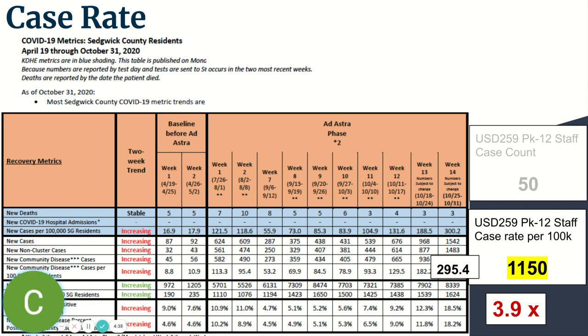It is 3.9 times more dangerous to be a school staff member here than it is to be an average community member here. Now, there are demographic reasons why those numbers aren't perfectly comparable, but if the comparison wanted to be drawn, that's the comparison to make. It's almost 4 times more dangerous to be a staff member at one of our schools than it is to be an average citizen.